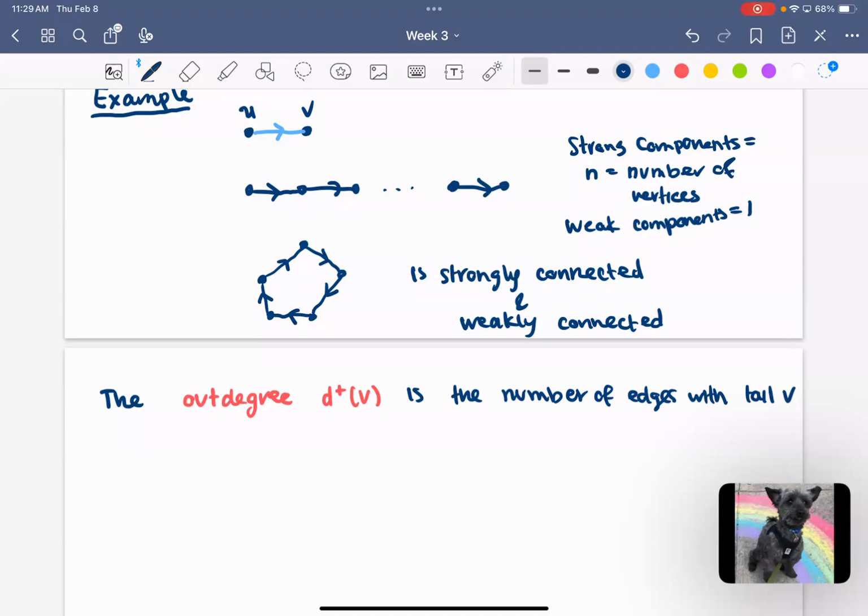I personally find this confusing. I agree with out corresponding to tail, but I don't know about plus. To me this seems weird, but it is what it is. And then the in degree, D minus of V, is the number of edges with head V.